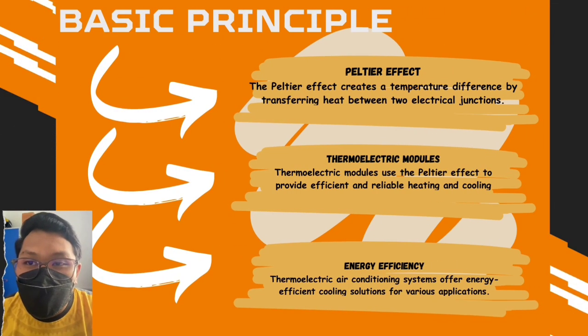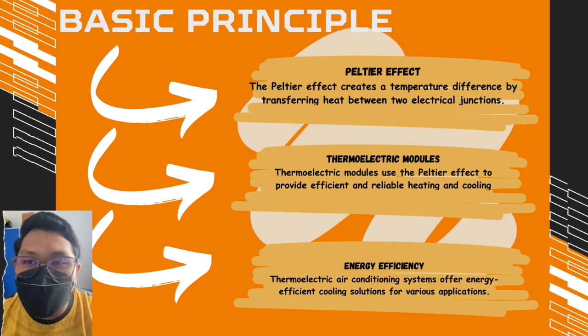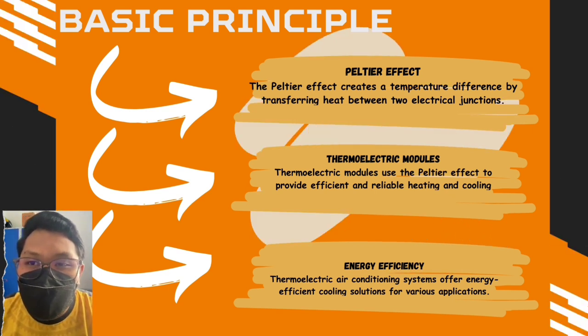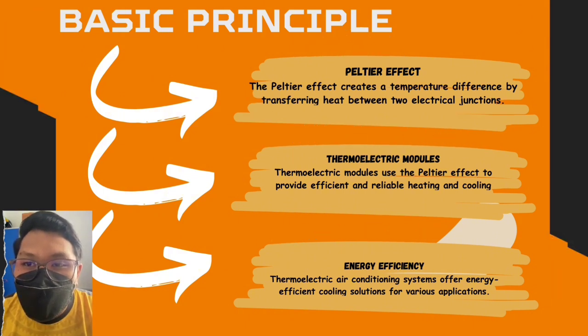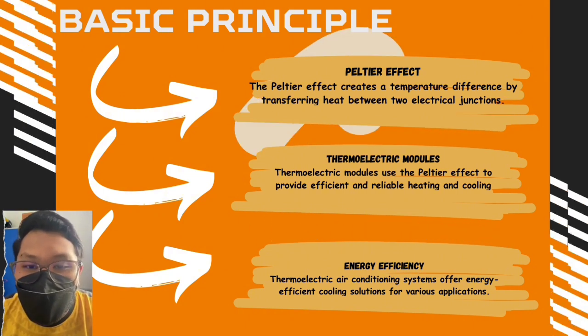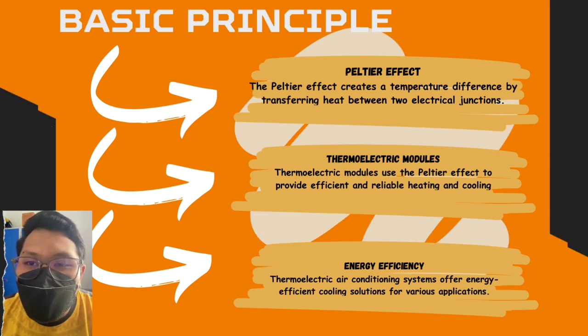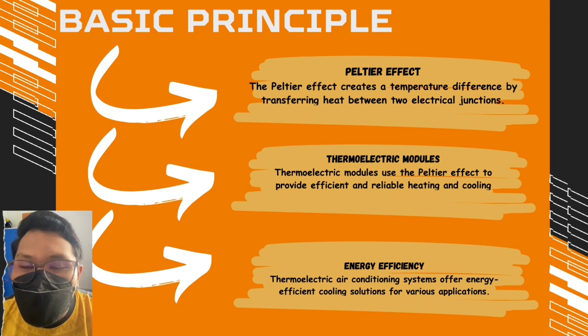First, the Peltier effect. The Peltier effect creates a temperature difference by transferring heat between two electrical junctions. Second, the thermoelectric module. Thermoelectric modules use the Peltier effect to provide efficient and reliable heating and cooling. And the last one, energy efficiency. Thermoelectric air conditioning systems offer an energy efficient cooling solution for various applications.